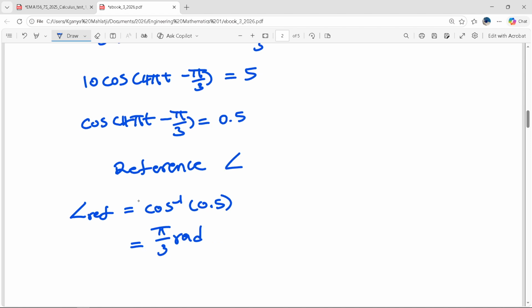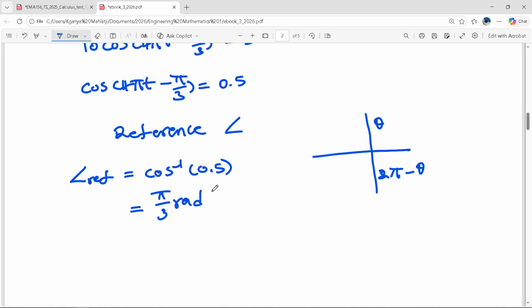Then we know that when you work with a Cartesian plane, a cosine function will be positive in the first quadrant and positive in the fourth quadrant, which is 2 pi minus theta. Now let's just consider the first quadrant, because it's the one that can give us the first value where the function first reaches 8 volts.